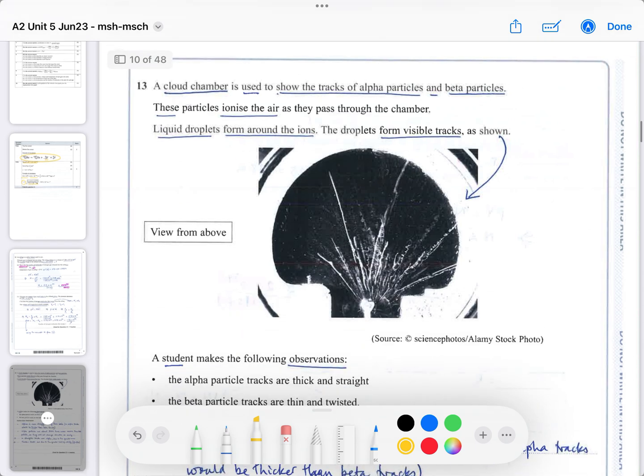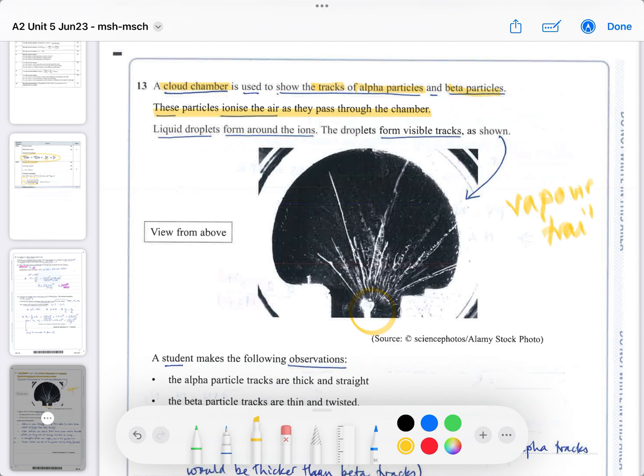So here's question 13. You'll see that now, again, we're talking about beta particles and alpha particles and tracks of. Here's a cloud chamber, which some schools may have, and you've got a source of radioactivity at the base, and inside you've got a vapor, and these particles, alpha and beta particles, can ionize the air as they pass through the cloud chamber. Okay, it's called a cloud chamber because it makes vapor trails.